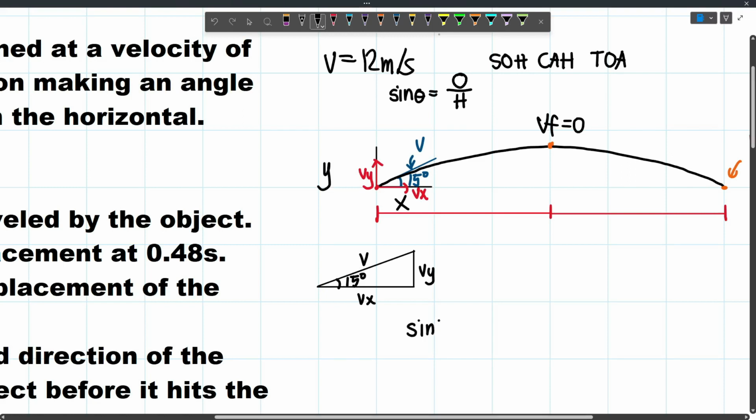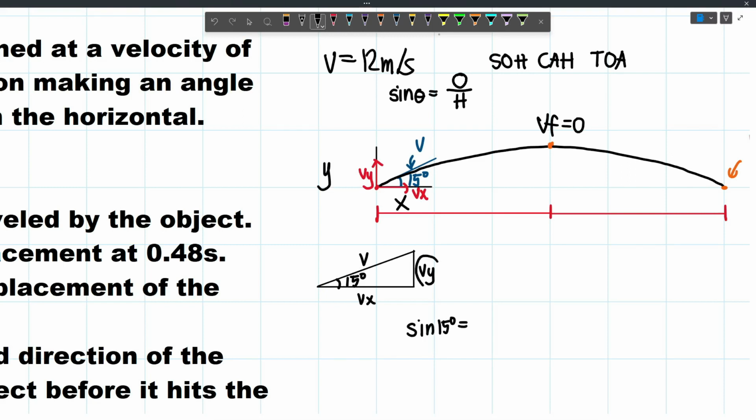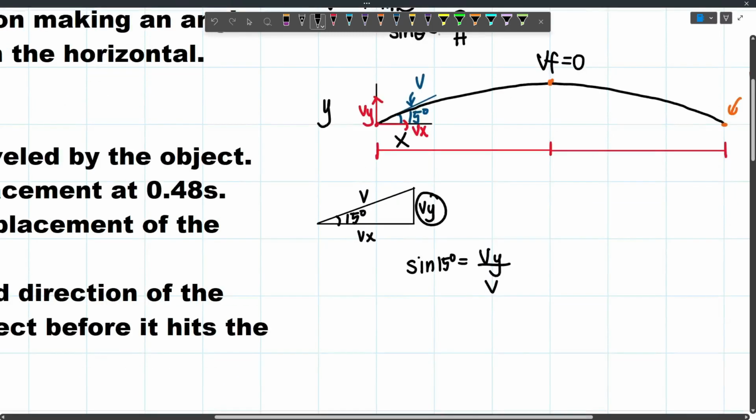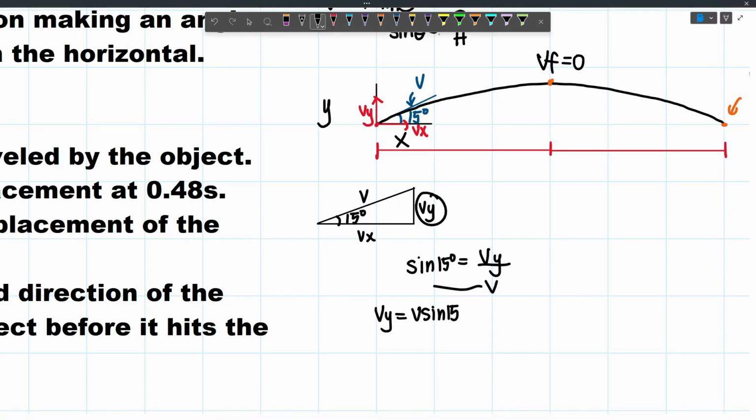Kaya again, kani atong angle nga i-consider. So, sin 15 degrees is equal to opposite. Kaya mao man ni siyang opposite diri. So, Vy over, unsang hypotenuse nato sir? Kani siyang V. So, Vy over V. And so, our Vy will become V sin 15. Kaya ato ra nang i-multiply dira.